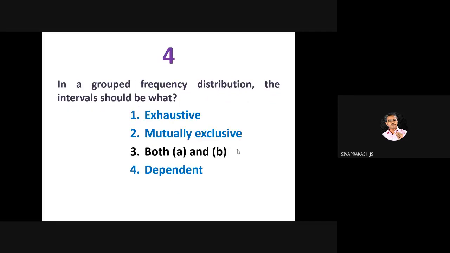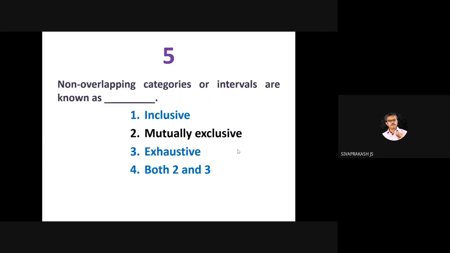In a grouped frequency distribution, the intervals should be exhaustive and mutually exclusive. So the answer is both 1 and 2, exhaustive and mutually exclusive. Next problem. Question number 5. Non-overlapping categories or intervals are known as mutually exclusive.